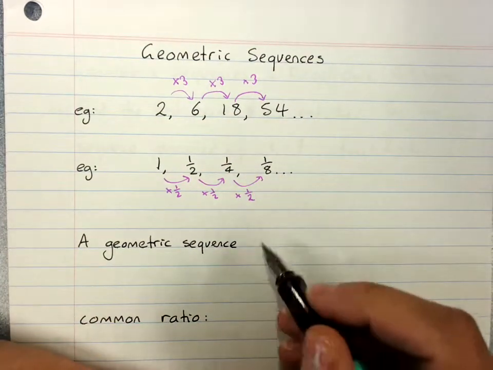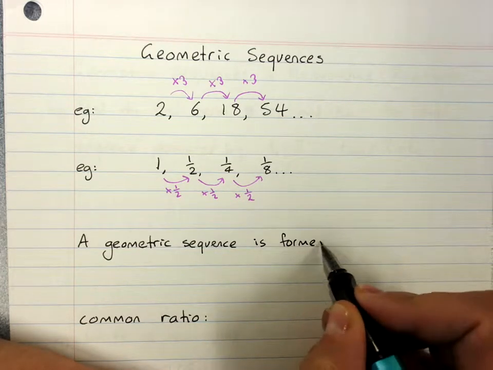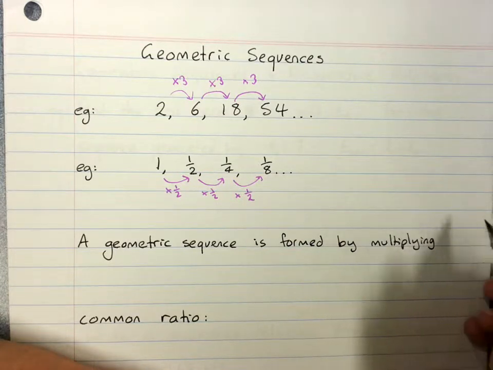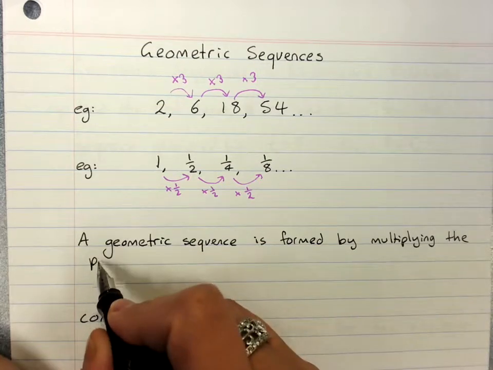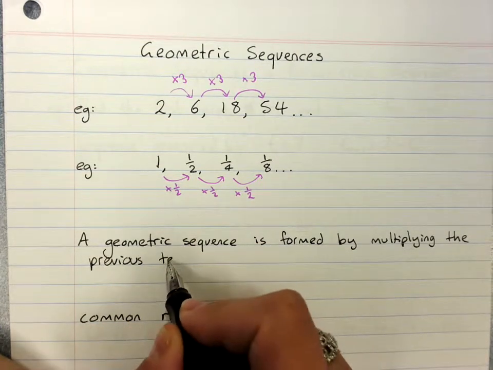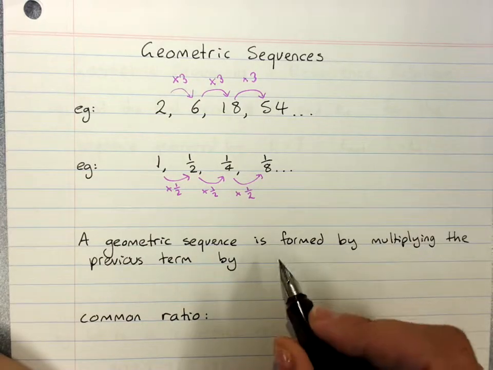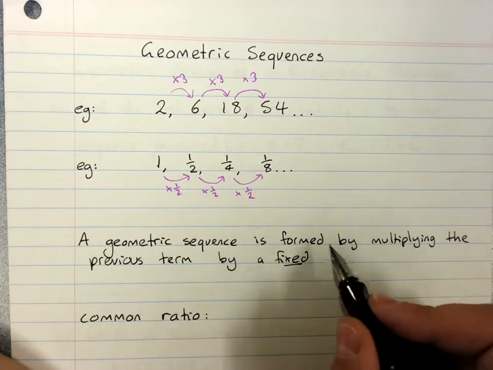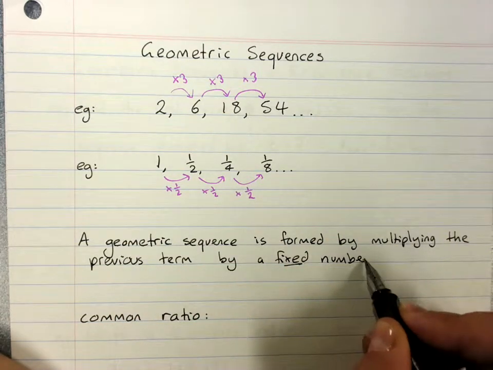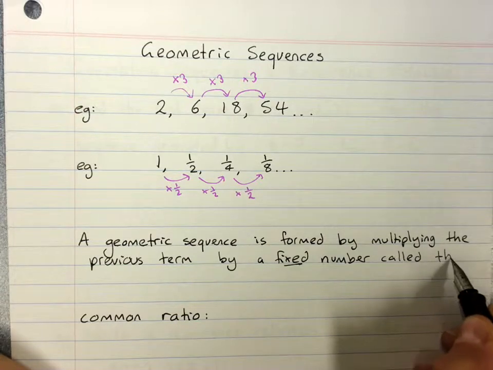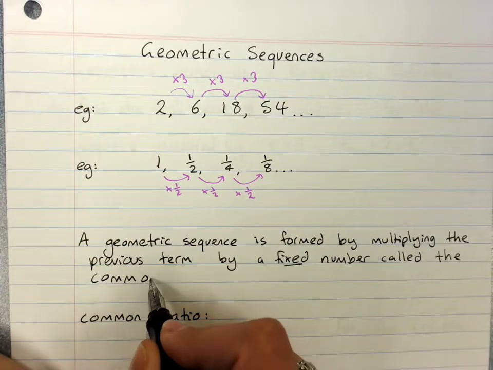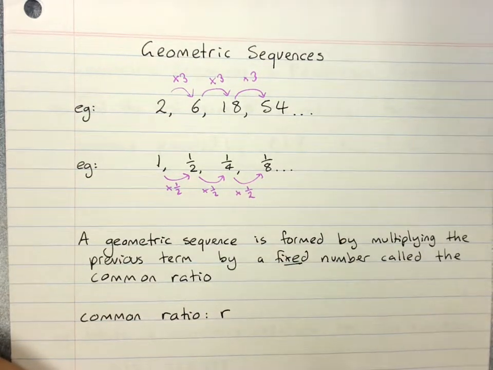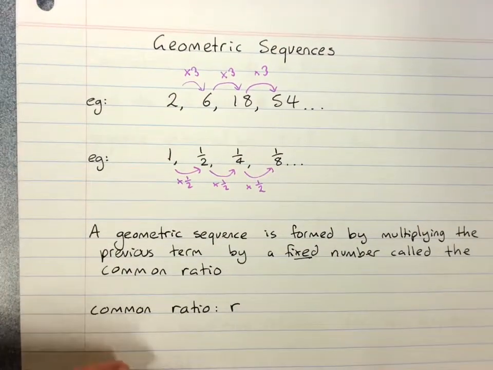So a geometric sequence is formed by multiplying the previous term by a fixed number. Fixed just means the same in the entire sequence. It's called the common ratio. Now the common ratio is R.